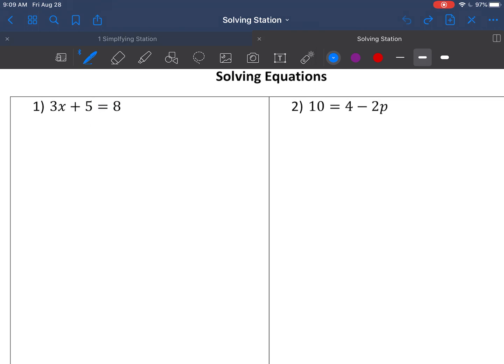All right, so my first step is to always draw a line where the equal sign is, and then we are trying to isolate the variable. In order to do this, make sure the left side of your equation and the right side of your equation are as simple as they can possibly be. That's why we practice simplifying first.